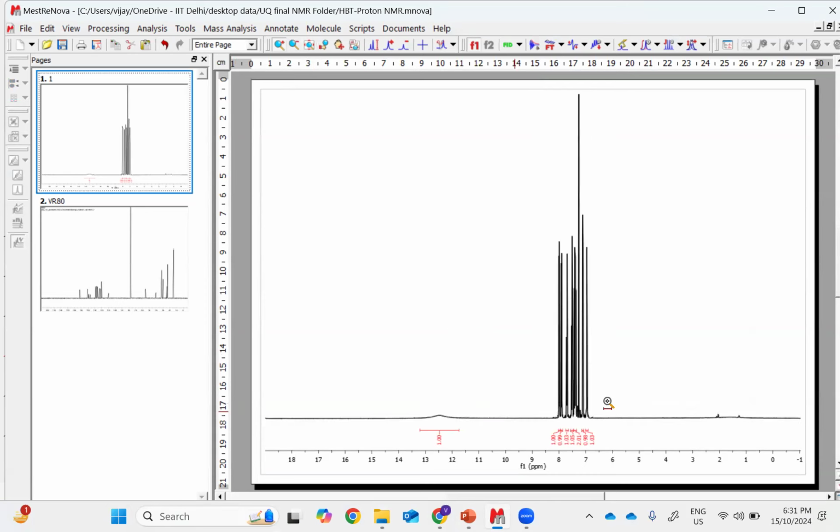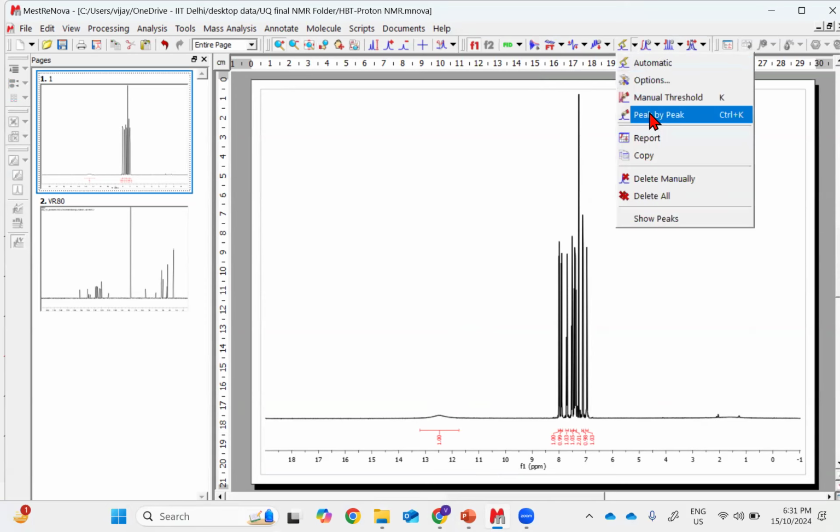So this is the 13C spectra, and this is the 1H spectra. If you have to do peak picking, that is, we have to find where the peaks lie. If you go to here, there will be an option. We can do the peak picking.